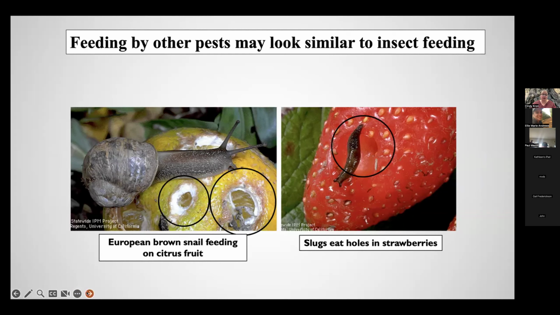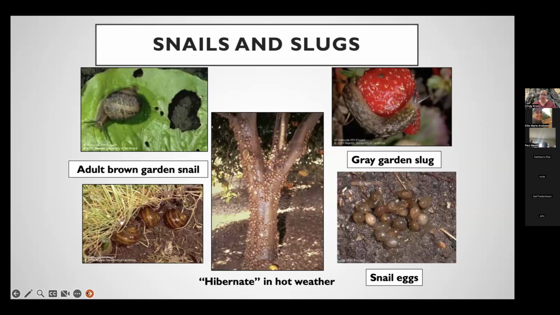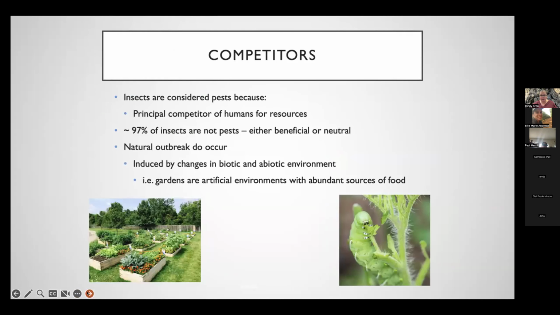So this is something that should be kept in mind when you show up and you don't see the actual insect feeding. Garden snails can have plant material missing. They like to hide in dark and cool places. They hibernate in this hot weather. And this is what the eggs look like that you'll find in the soil. If you see little eggs like this, it is indicative of a snail population about to be. So this is something to keep in mind, that it's not always insects.